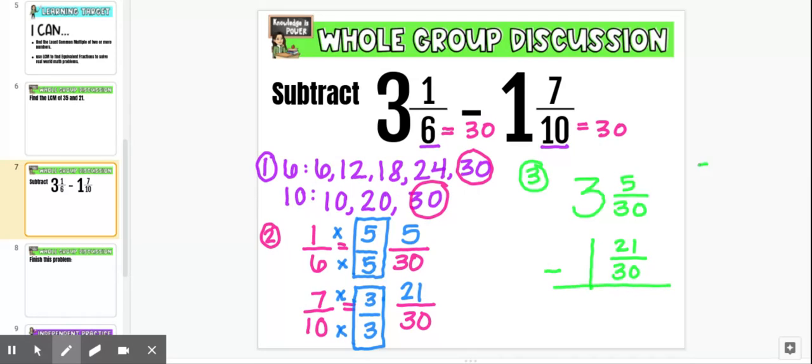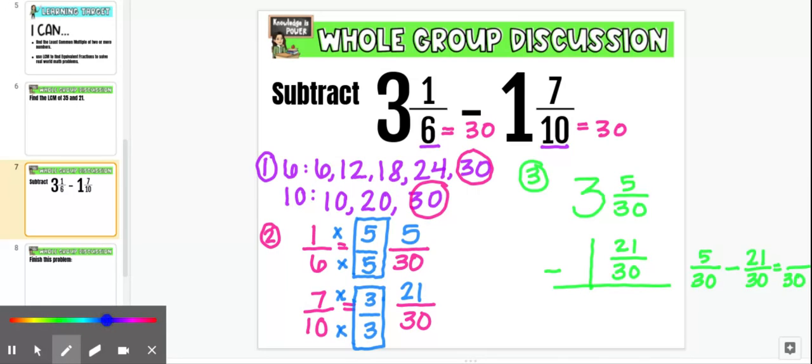Well, can I move this somewhere else. Can I do 5/30 minus 21/30? The answer is no, because 5 isn't big enough. So we're going to have to borrow here.